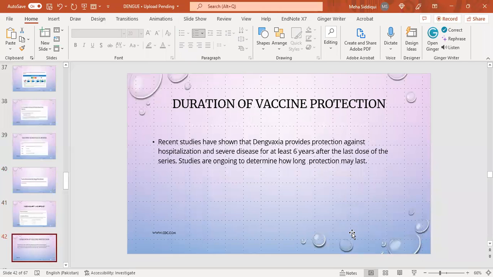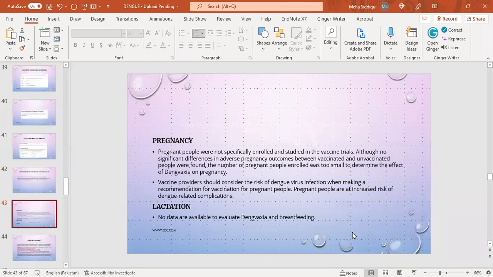Duration of vaccine protection. Recent studies showed that the dengue vaccine provides protection against hospitalization and severe disease for at least 6 years after the last dose of the series, but studies are still going on to determine how long protection may last. Pregnancy. Pregnant people were not specifically enrolled and studied in vaccine trials, although no significant difference in adverse pregnancy outcome between vaccinated and unvaccinated people was found.